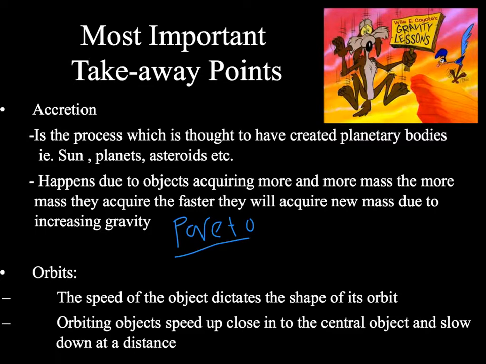Orbits, the speed of the object dictates the shape of its orbit, so you guys need to know that, the escape speed and how things are constantly falling in orbit. The inertia mixed with gravity is what forms orbits, so you guys need to understand that. And you guys need to know a little bit about Kepler's laws. So orbiting objects speed up close in to the central object and slow down at a distance. So that was Kepler's second law, and then the third of Kepler's laws is the farther away it is, the longer its orbit will take to complete one full rotation.